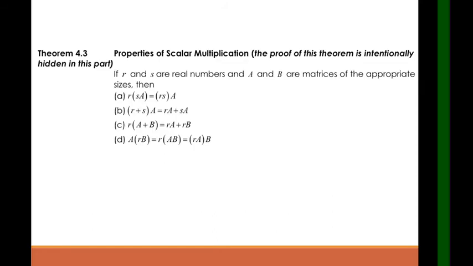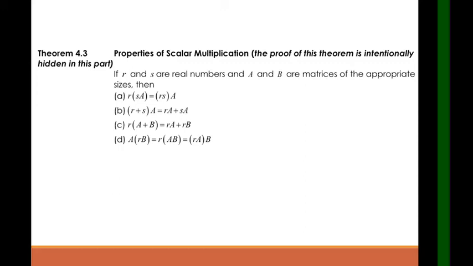Now let's proceed to the properties of scalar multiplication. If R and S are real numbers and A and B are matrices of the appropriate sizes, then R is the number that will be multiplied to the matrix. That's why they call it scalar multiplication. R quantity SA is equal to the quantity RS times A. Then B, quantity R plus S times A is equal to, by distributive property, R times A plus S times A.